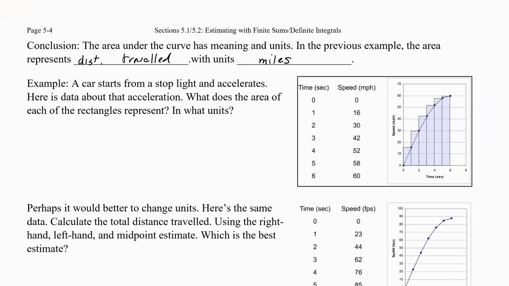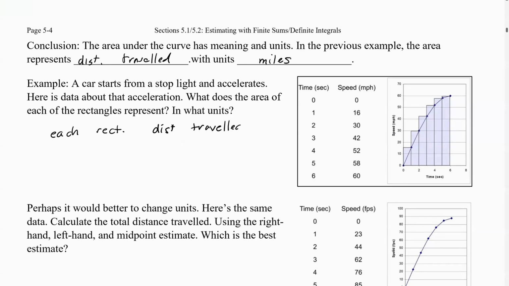So the car starts from a stop line and accelerates. Here's some data about the acceleration. What does the area of each of the rectangles represent? And again, we multiply speed times time, we get each rectangle represents distance traveled.